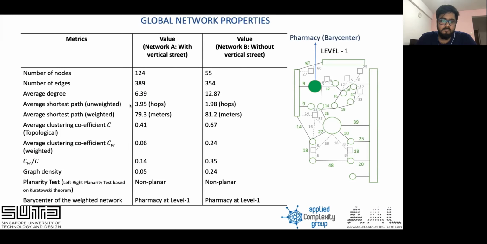So some global properties have not changed. For example, the average shortest path is around 80 meters for both networks, and consequently the barycenter of the weighted network, the node through which the greatest number of shortest paths pass, is the same: the pharmacy at level 1, which has a two-way path and is connected to a core drop-off area, and a community lift lobby that runs vertically through the spine of the complex.